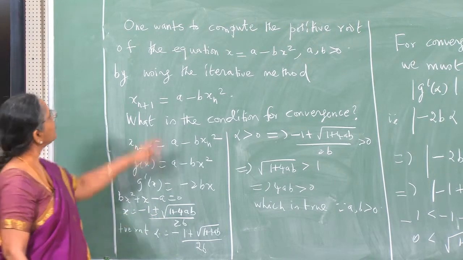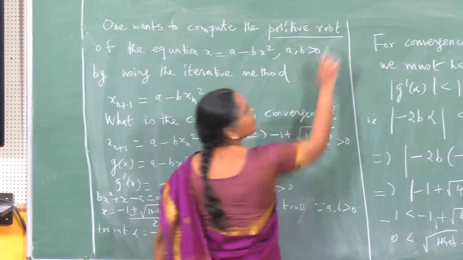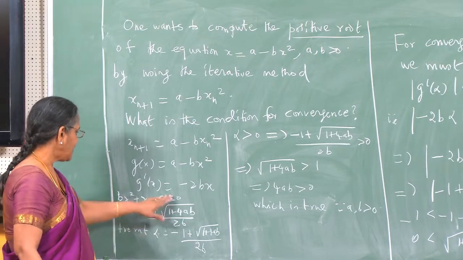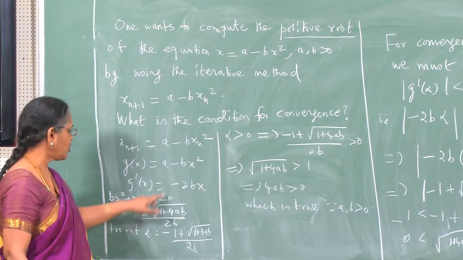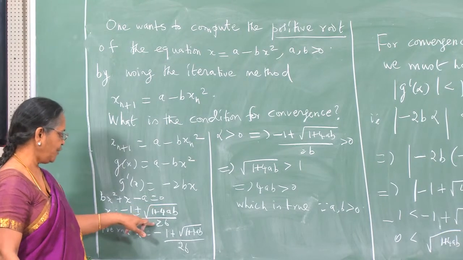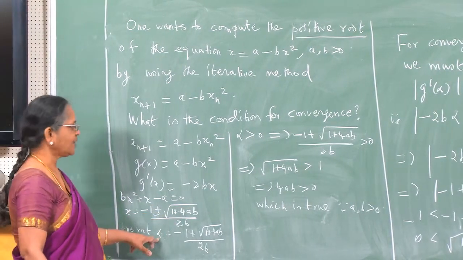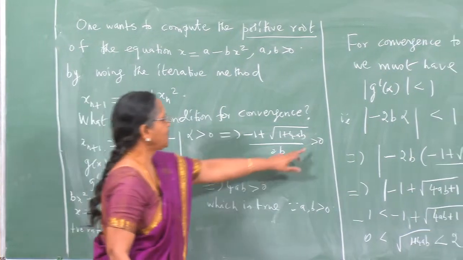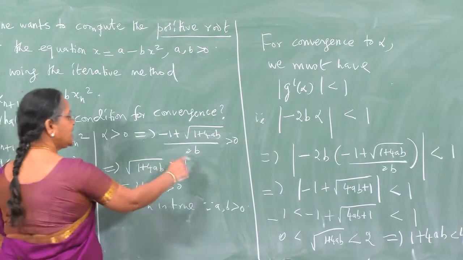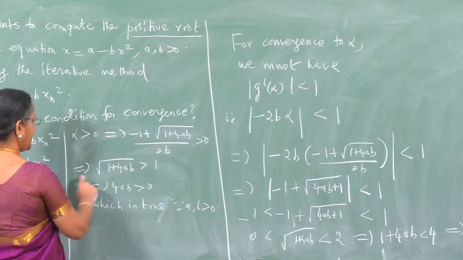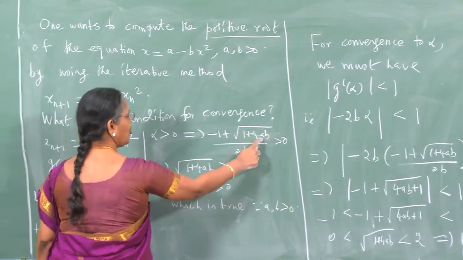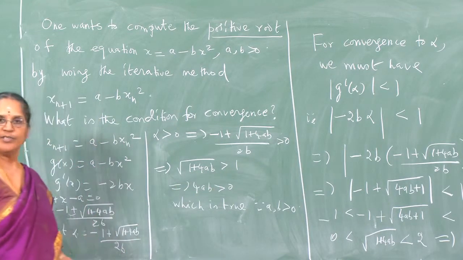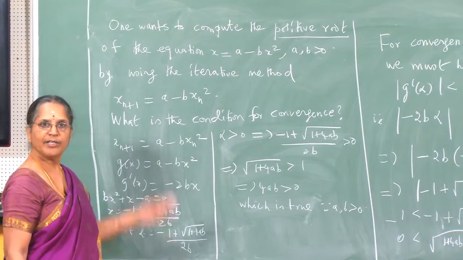We want this root to be a positive root. So, if I call that root as alpha, then alpha must be minus 1 plus root of 1 plus 4ab by 2b, and since this has to be a positive root, this minus 1 plus root of 1 plus 4ab by 2b must be positive. Since b is positive, this implies that root of 1 plus 4ab must be greater than 1, or 4ab must be greater than 0, which is true because a and b are given to be positive.